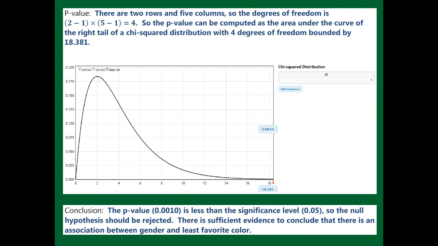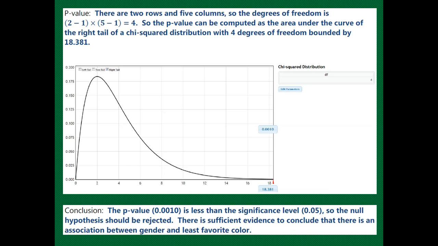To compute the p-value, the first thing we need to do is get a value for the degrees of freedom. Since there are 2 rows and 5 columns, the degrees of freedom will be 2 minus 1 times 5 minus 1, which is 1 times 4, or just 4. So the p-value can be computed using a chi-squared distribution with 4 degrees of freedom. If you look in my screenshot, there's the degrees of freedom box on the right with a 4 in it, and it can be computed as the area under the curve of a right tail.